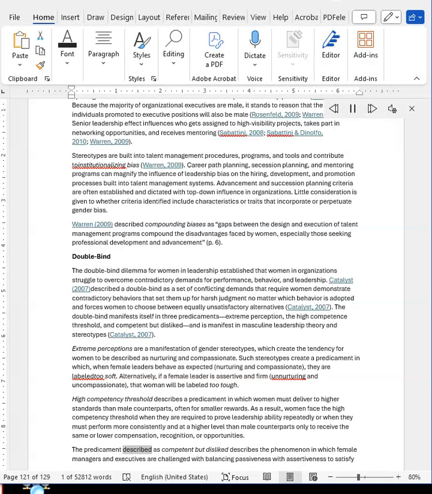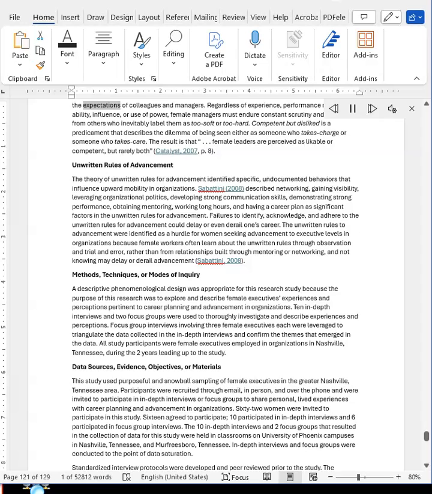The predicament described as competent but disliked describes the phenomenon in which female managers and executives are challenged with balancing passiveness with assertiveness to satisfy the expectations of colleagues and managers. Regardless of experience, performance results, ability, influence, or use of power, female managers must endure constant scrutiny and judgment from others who inevitably label them as too soft or too hard.